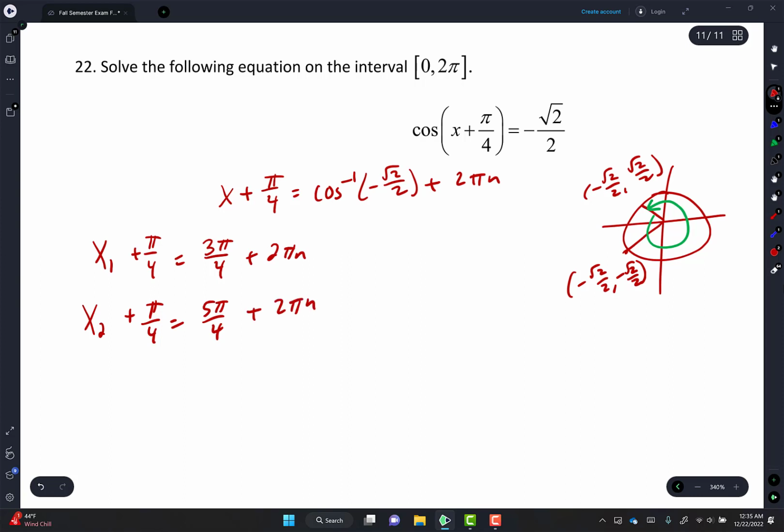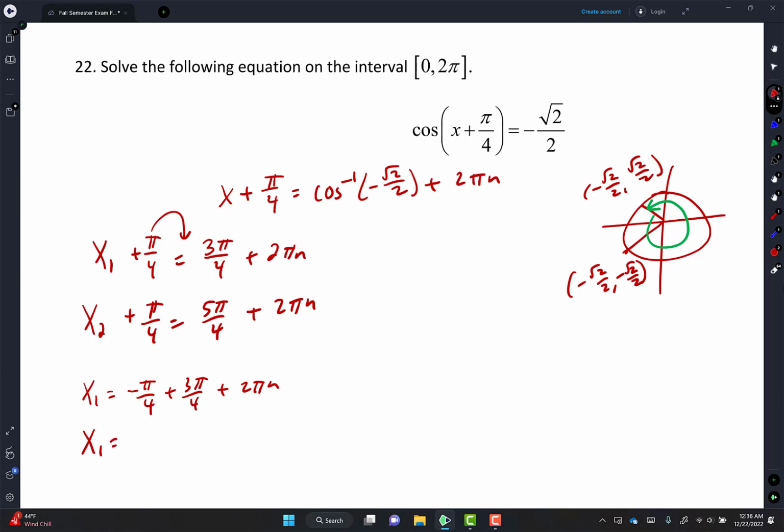And then all we got to do is move the π/4 over there. So here we go. I'm going to write x1 = -π/4 + 3π/4 + 2πn. So then when you combine like terms, -1 + 3, that's 2π. 2π/4 is the same thing as π/2. So π/2 + 2πn.